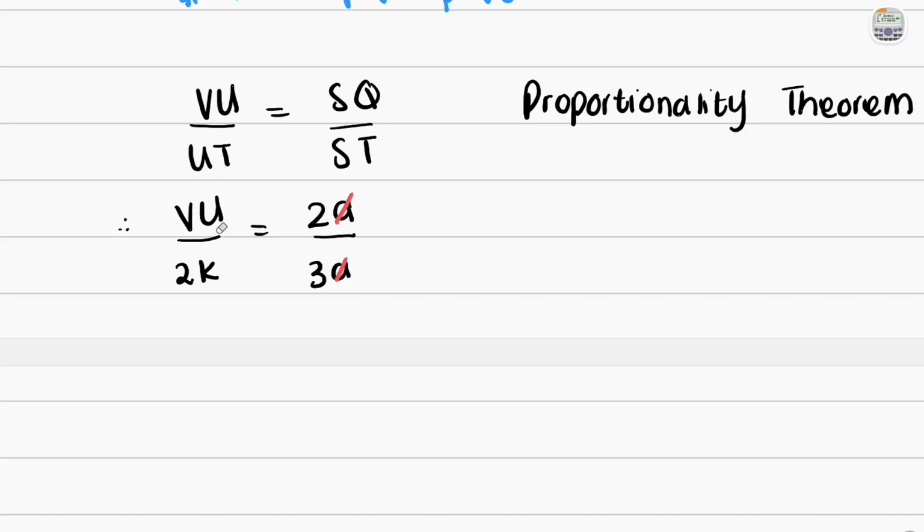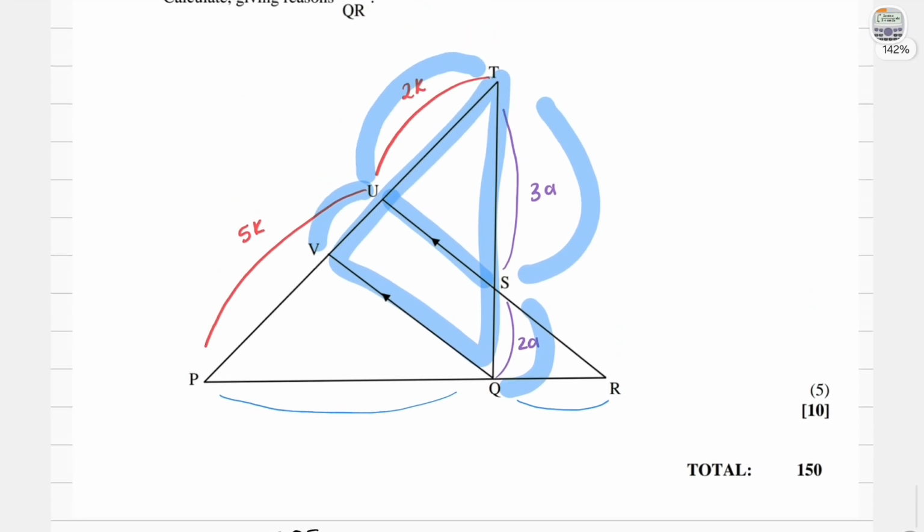And now you can make UV the subject or VU the subject. But you see that 2K is on the denominator. So it's going to be in terms of K, which is great. And that's what we want, so that if this is in terms of K, we can also try to find PV in terms of K. And so it would mean that those ratios are compatible. We can use them together and we'll be able to find PQ over QR.